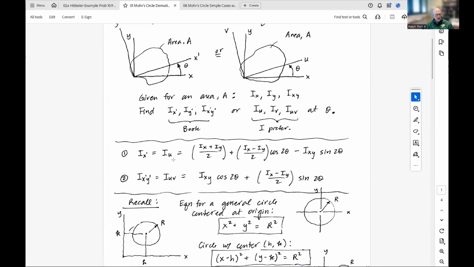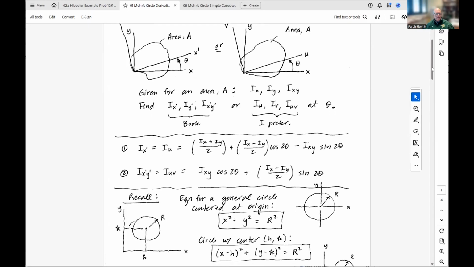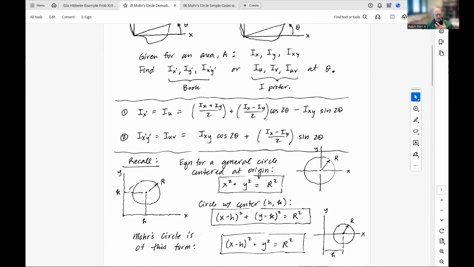Just remembering these are the equations that we got, the 2 theta forms. We get IU equal to I average plus Ix minus Iy over 2 cosine 2 theta minus Ixy sine of 2 theta. Also, we had an Ix prime y prime, or an IUV equation, which calculates the product of inertia in that rotated coordinate system. That was equal to Ixy cosine 2 theta plus Ix minus Iy over 2 sine 2 theta. Those are the equations we're going to use to derive the Mohr circle.